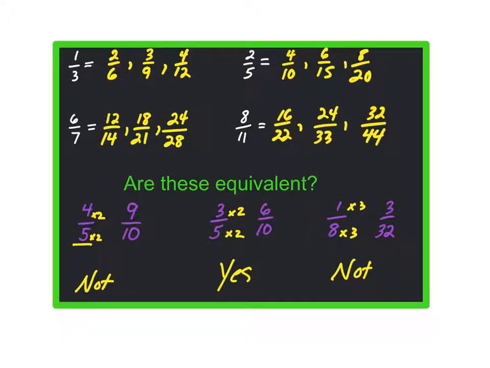So equivalent fractions, quick recap, they're equal fractions, and as long as you're fair, as long as you multiply the top and the bottom by the same number, you will have equivalent fractions.